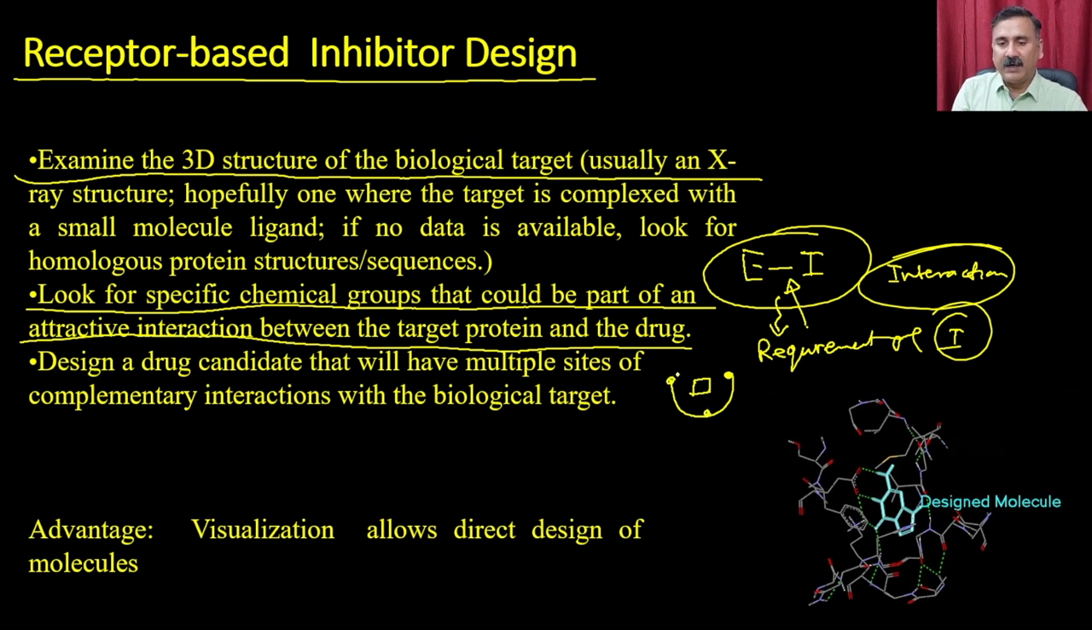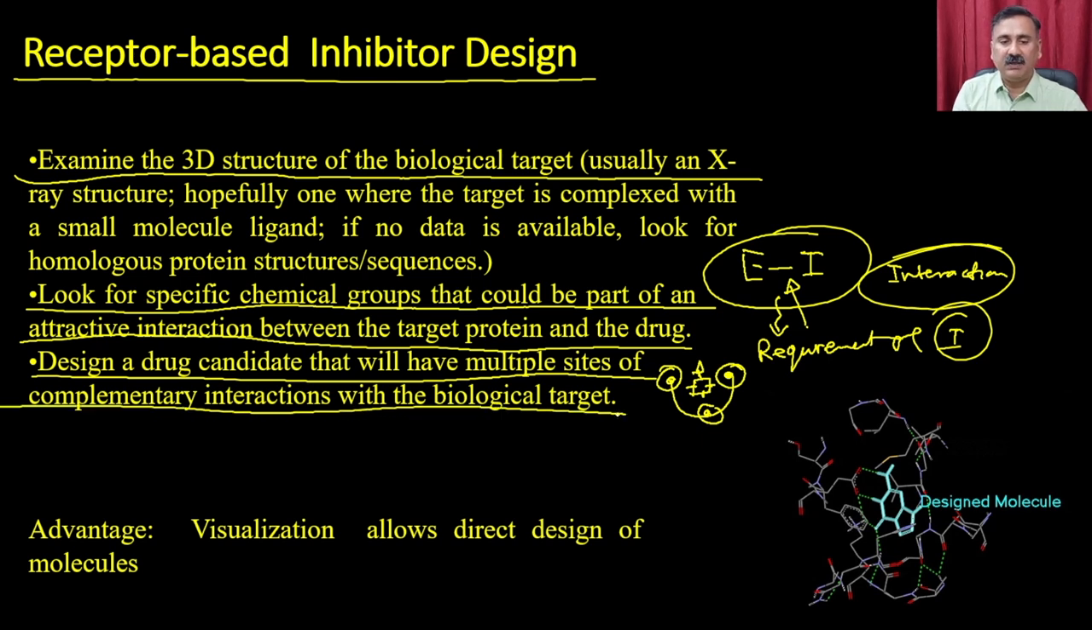So now you cannot change the enzyme because these groups are intact, right? What you can do is change the groups onto this, and you can put additional groups based on your requirements. So you can design a drug molecule that will have multiple sites of complementary interaction with the biological targets. And the advantage of this is that you can see how the designed molecule is fitting into the active site.